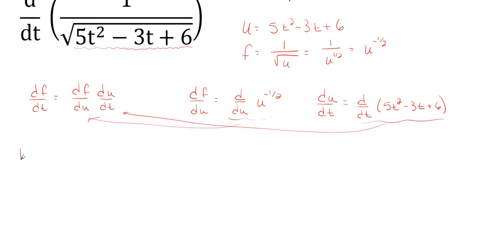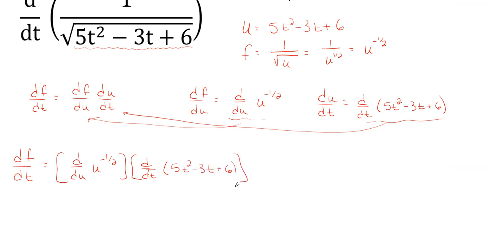Alrighty. So my full derivative would be equal to d du of u to the minus 1/2 multiplied by d dt of 5t squared minus 3t plus 6. And then we just go ahead and find the derivatives of each expression here, which is not that terrible because, since we have this in the form of a power, we essentially have this type of expression where we have a to the b. If we take the derivative of that, it would be a times b to the b minus 1.